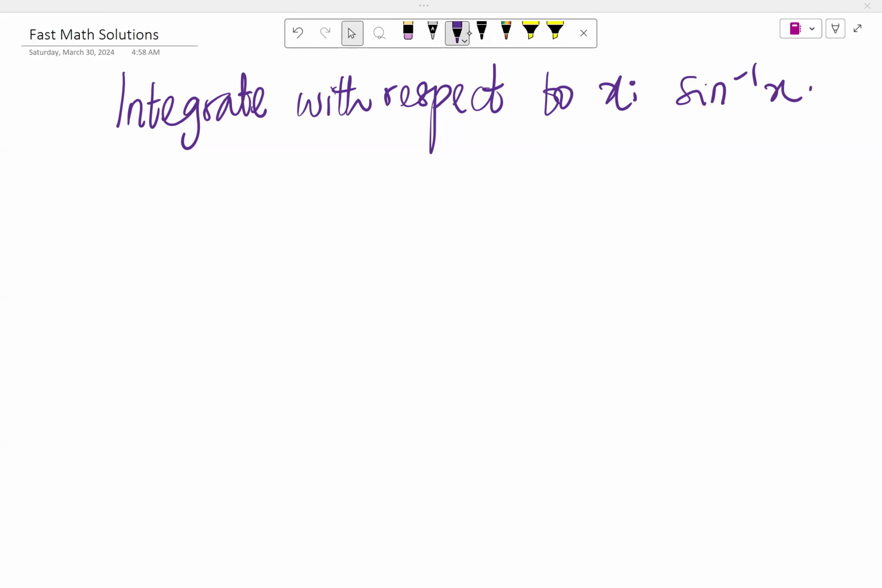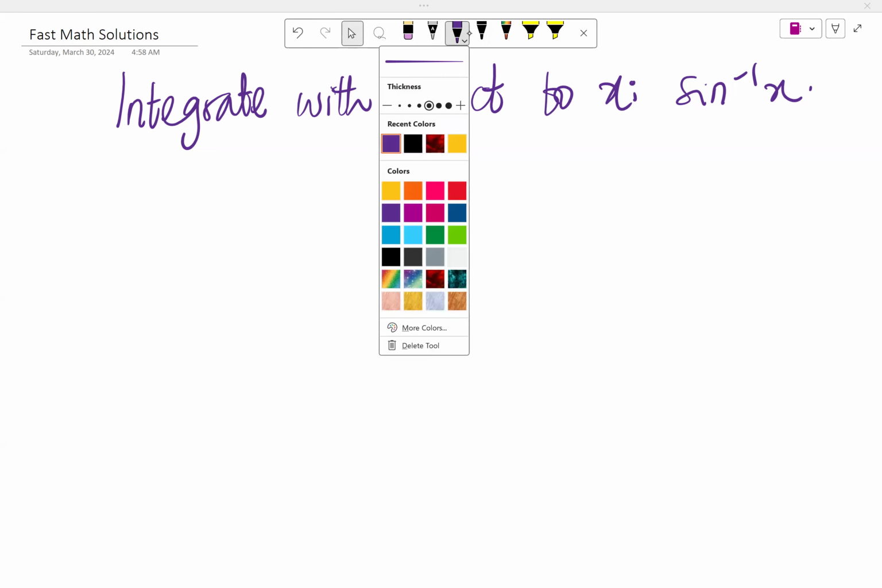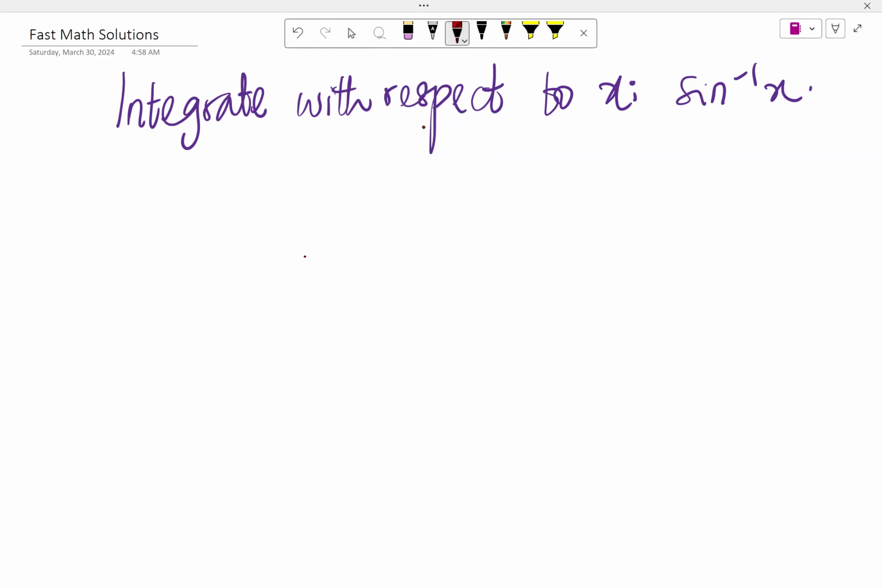In this video, our question is what is currently displayed. Integrate arcsin of x with respect to x. So we need to get the integral of arcsin of x. That means we can say that I is equal to the integral of arcsin of x with respect to x.